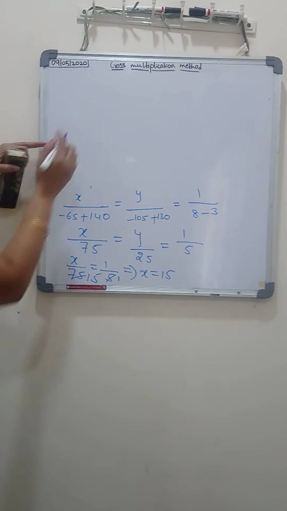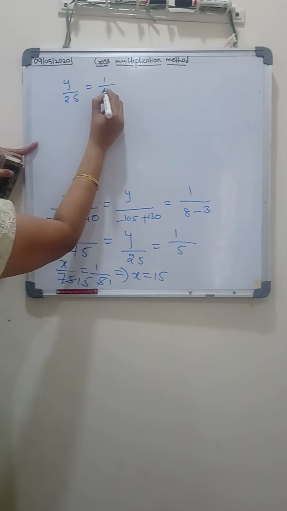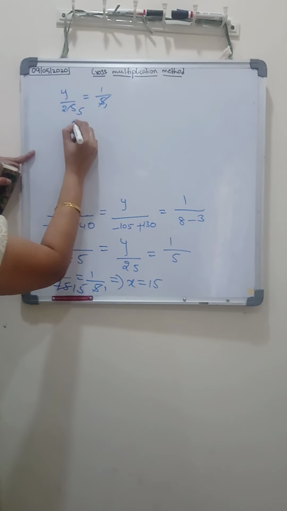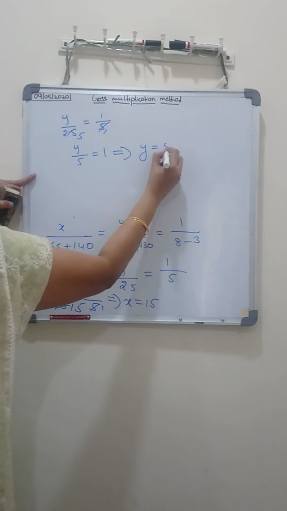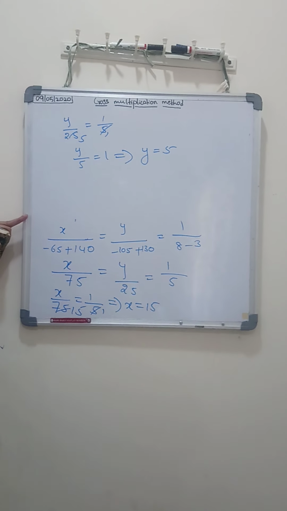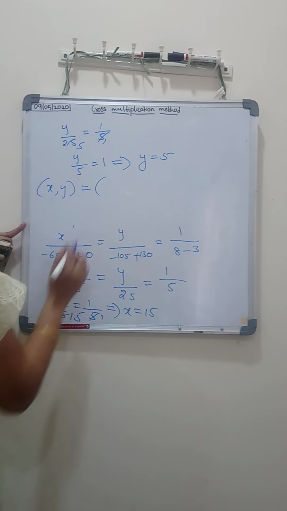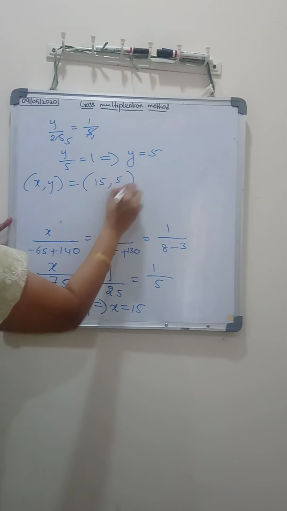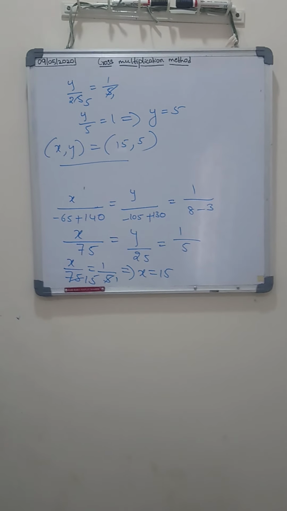On equating y terms, y by 25 is equal to 1 by 5. 5 ones are 5, 5 fives are 25. y by 5 equal to 1 implies y equal to 1 into 5, 5. Yes children, you got x comma y is equal to what? 15 comma 5.